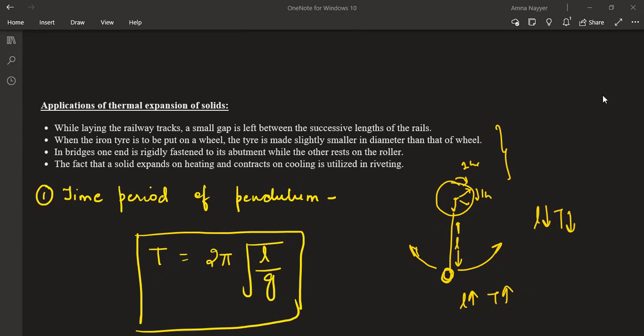T is equal to 2 pi under root L by g. This is part of waves and SHM. That time we'll see. So one of the applications was this time period of a pendulum. This doesn't mean that in reality the time is changing. It's that the clock will show you a defective time.